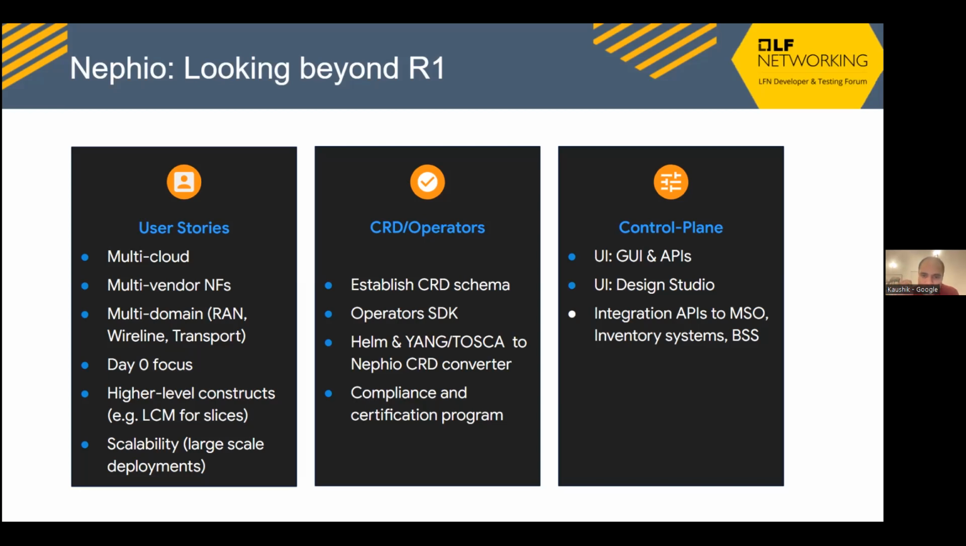I will pause for a second before I go to the next buckets of CRDs and control plane. Any questions until now?